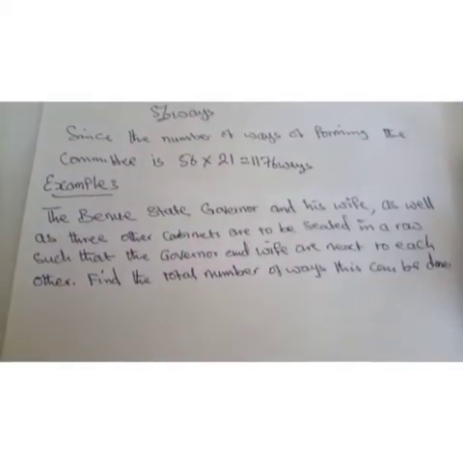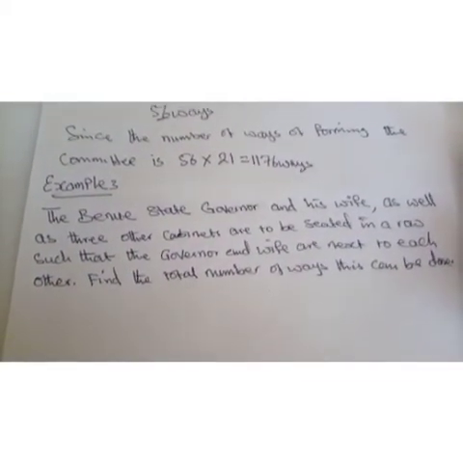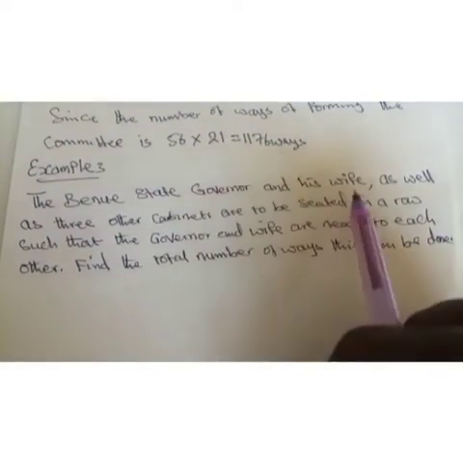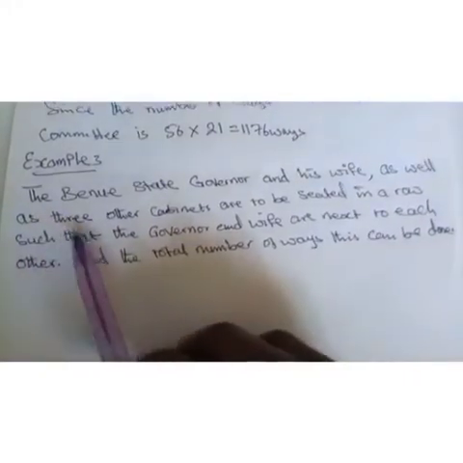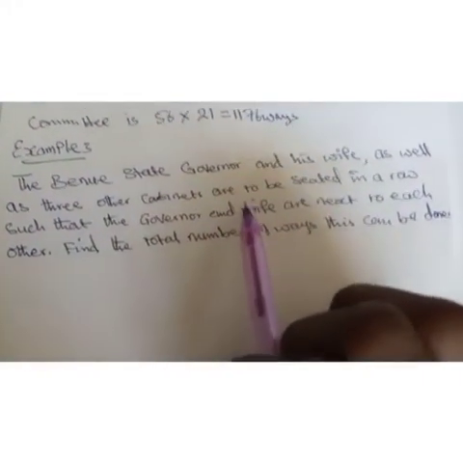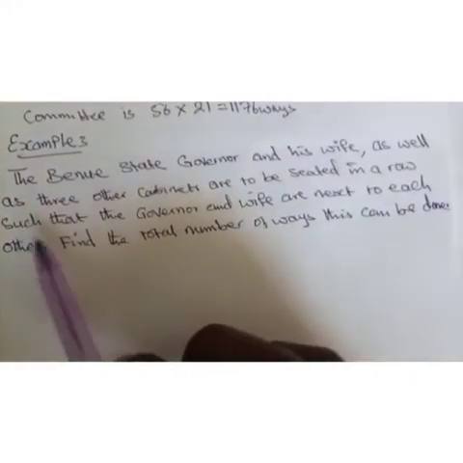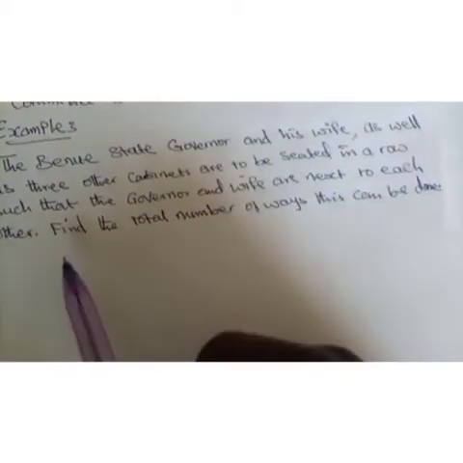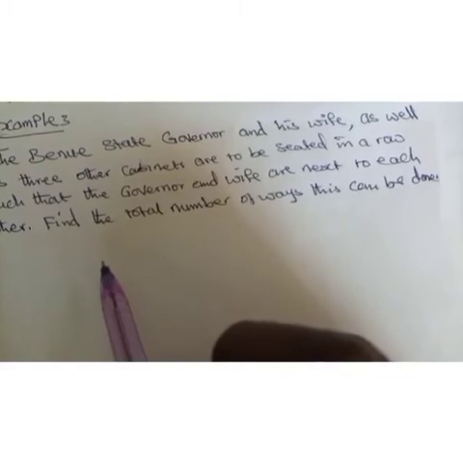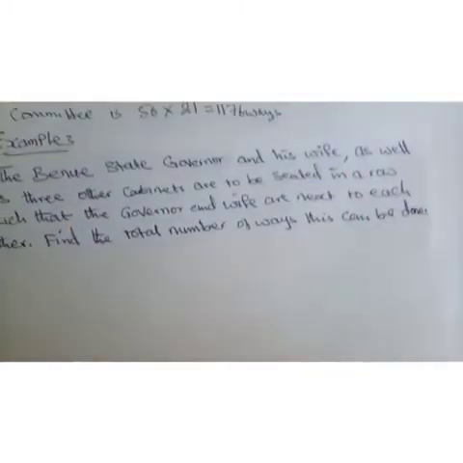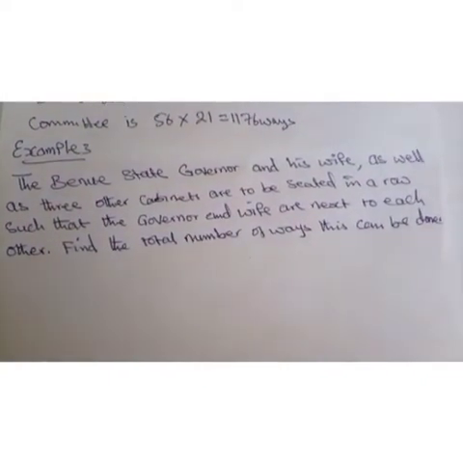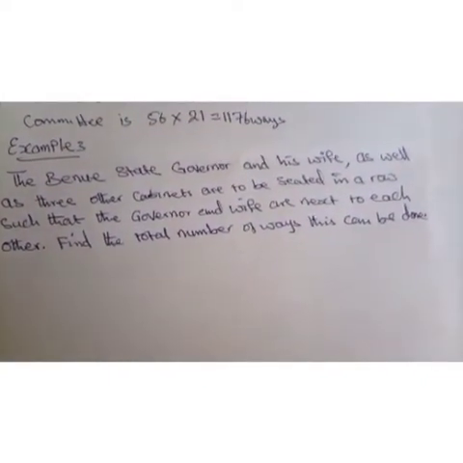Okay, in this example now, example 3 says the Benue State's governor and his wife, as well as 3 other cabinets, are to be seated in a row such that the governor and wife are next to each other. Find the total number of ways this can be done. Wow, such an interesting question. And if you look at this very question, this is a WAEC question.